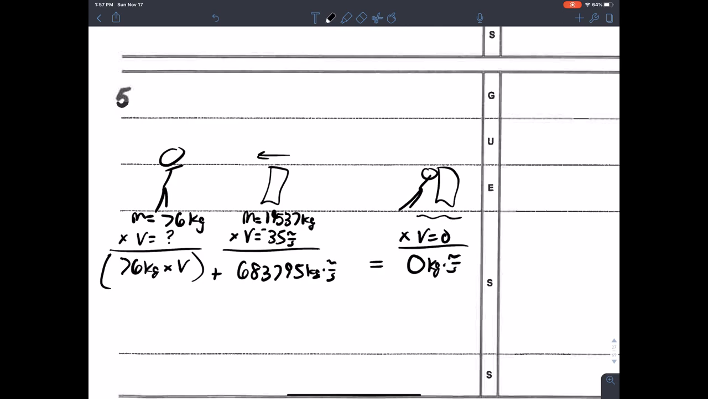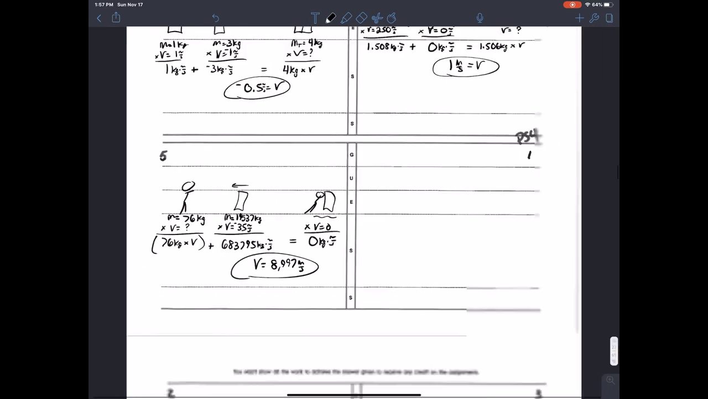So this superhero, in order for him to stop the train, is going to have to be traveling at 8,997 meters per second. I don't even want to think about the force of impact if they stop immediately. Send everybody through the front of the train. But that takes care of all of our problems from that paper.